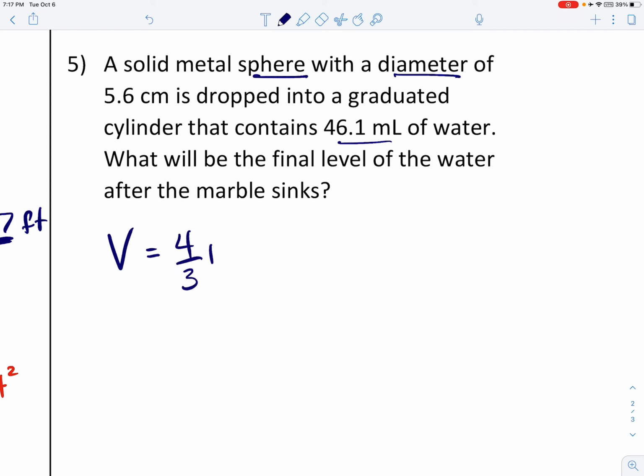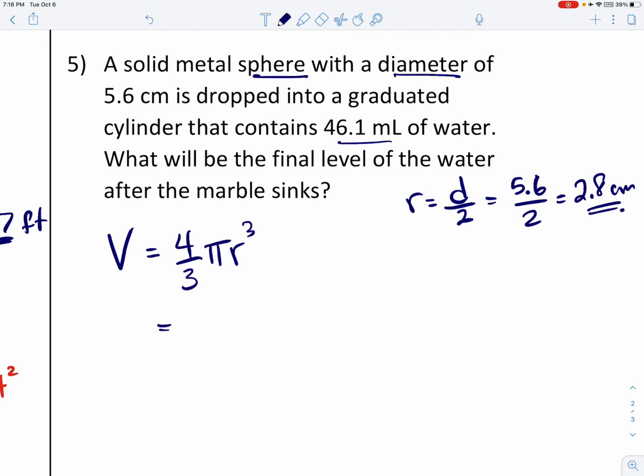So the formula for volume of a sphere, you're supposed to know the formula, is 4/3 pi times its radius cubed. We don't know the radius, we know the diameter. So let's calculate the radius. It's half of the diameter. So we take 5.6 and we divide by 2. That's going to give us 2.8 centimeters.